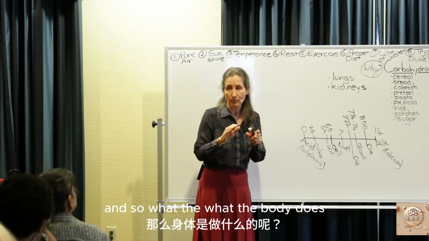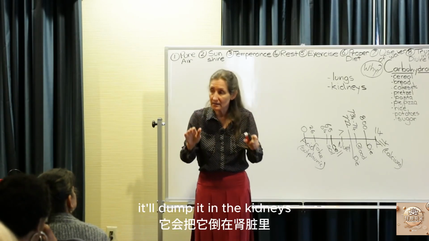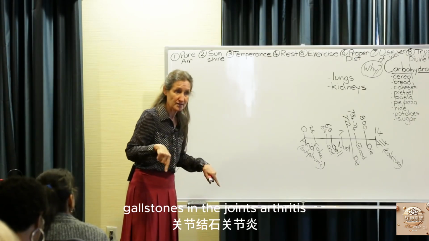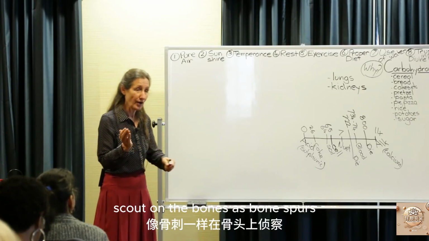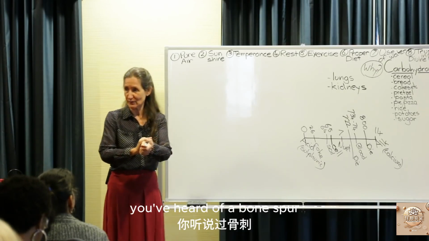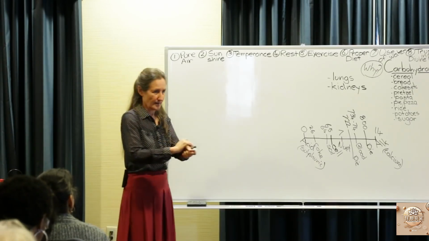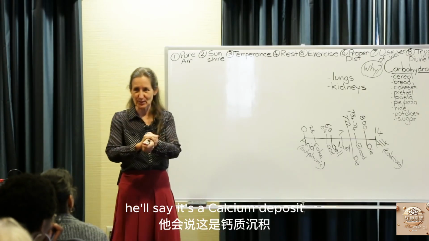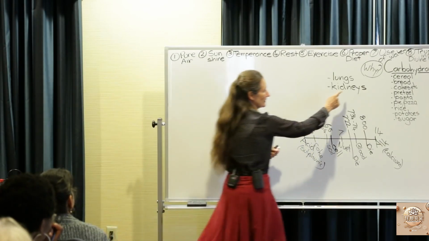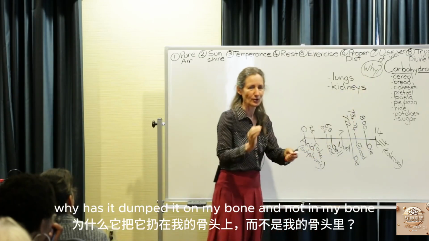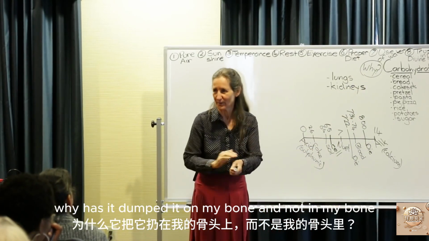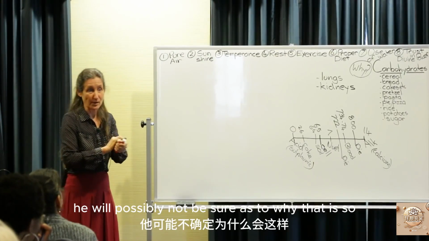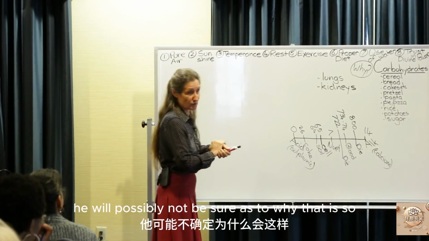And so what the body does, it'll dump it in the kidneys, kidney stones, gallbladder, gallstones, in the joints, arthritis, gout, on the bones as bone spurs. You've heard of a bone spur? You ask the doctor what the bone spur is. He'll say it's a calcium deposit. What's your next question? Why has it dumped it on my bone and not in my bone? Now, unless the doctor has studied nutrition, he will possibly not be sure as to why that is so.